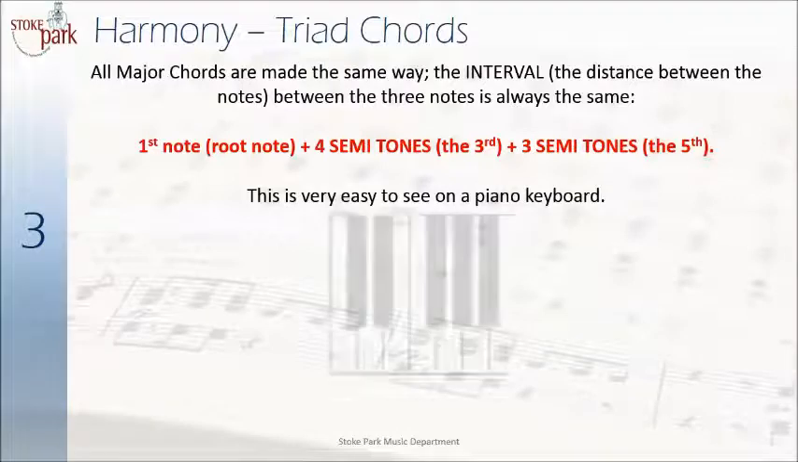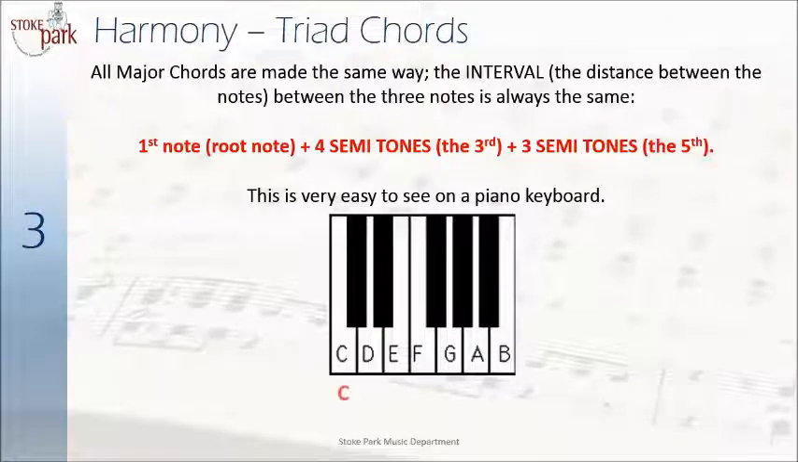So it's very easy to see on a piano keyboard. Okay, you got C, you move up 1 semitone there, right? 2 semitones, 3 semitones, 4 semitones. So then that's the middle note, so E, because it's 4 semitones above C. And then to get the top note, we need to move 3 semitones up from E. So it's 1, 2, 3, and you land on G. So G is the top note of a C major chord, which starts on C.